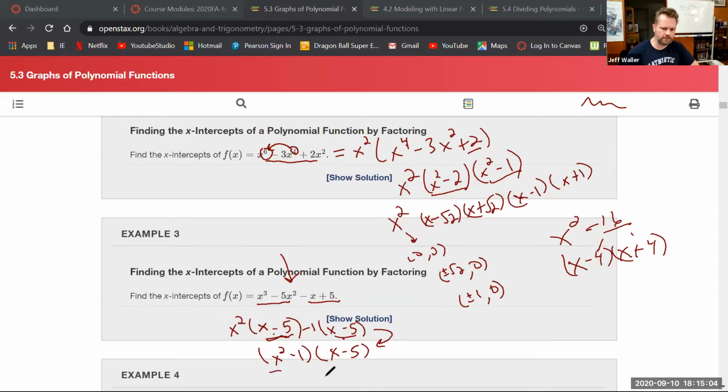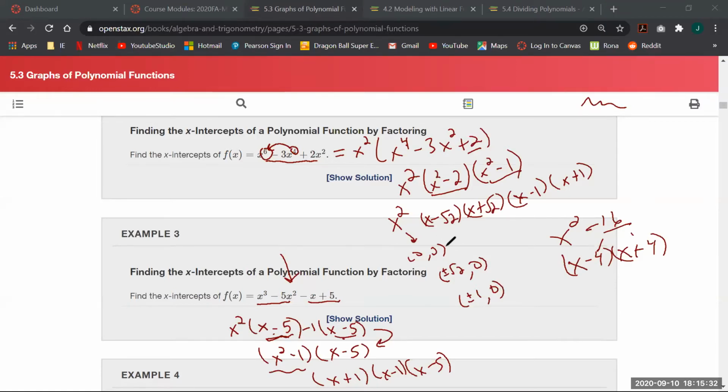And of course, the last thing I could do is... so now I can see my 3 x-intercepts: (-1, 0), (1, 0), and (5, 0). Okay, no big deal, right? Is that all right? And it makes sense. There's 3 of them. How many total intercepts did we get here? 4? 6? 5? Yeah, I like it.